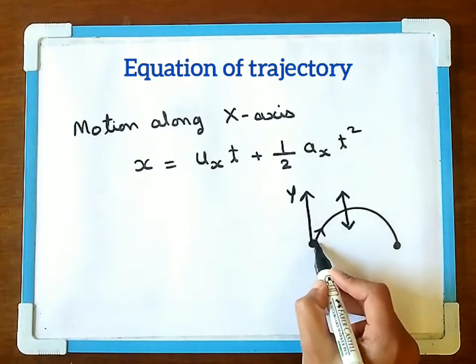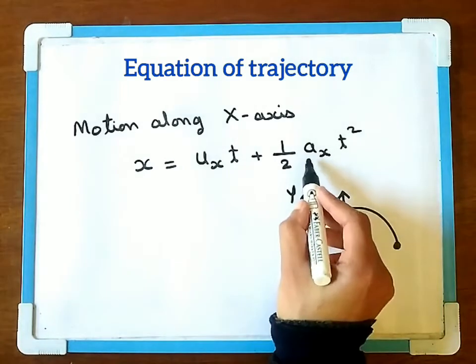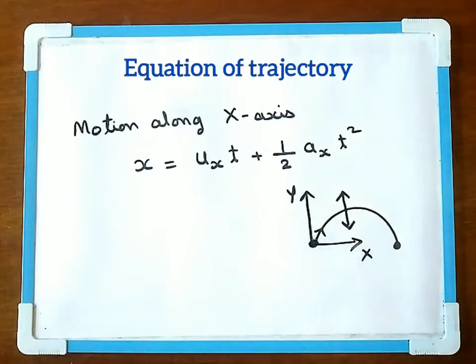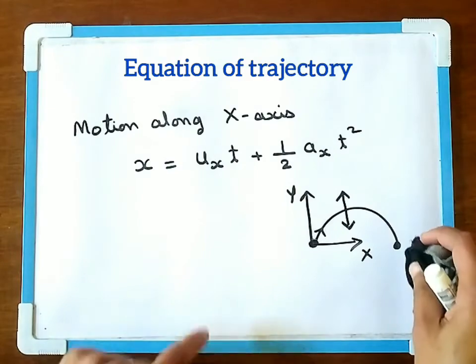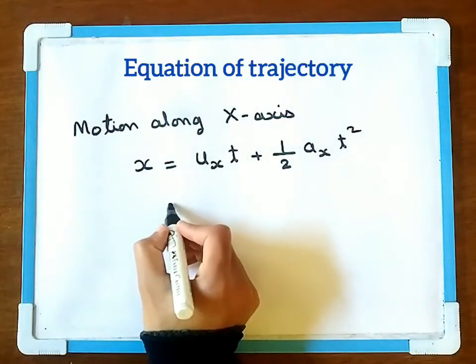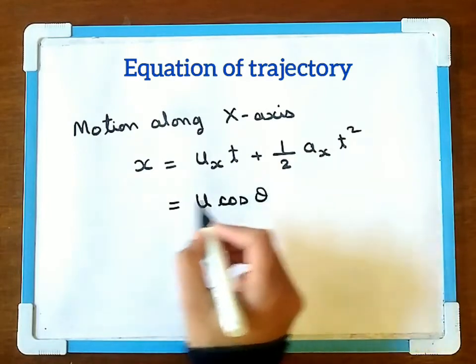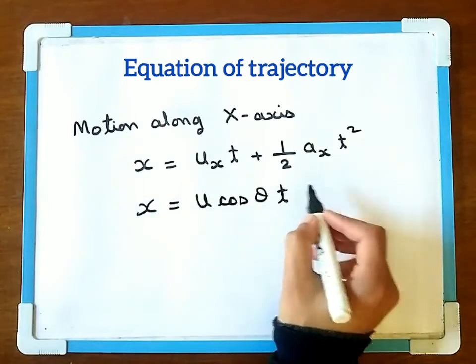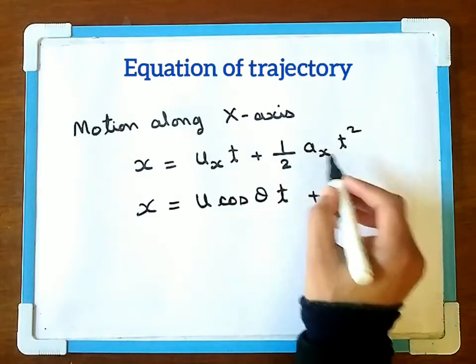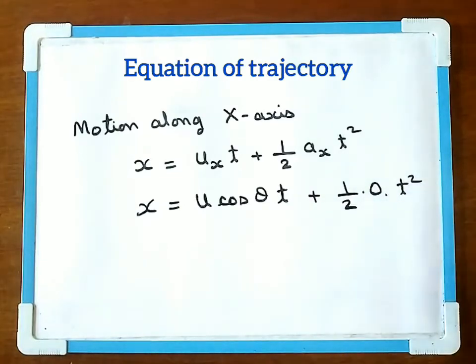So here the acceleration is always along the y-axis and is always negative. But along the x-axis, in this direction, there is no acceleration. So here your ax will be equal to 0, because along the x-axis there is no acceleration, because this particle is under the influence of gravity. So here ax is equal to 0. And your ux, we have done it before. This is equal to u cos theta. So we have x equal to u cos theta t, plus half of ax, which is equal to 0. So half into 0 t square. So this will be equal to 0.